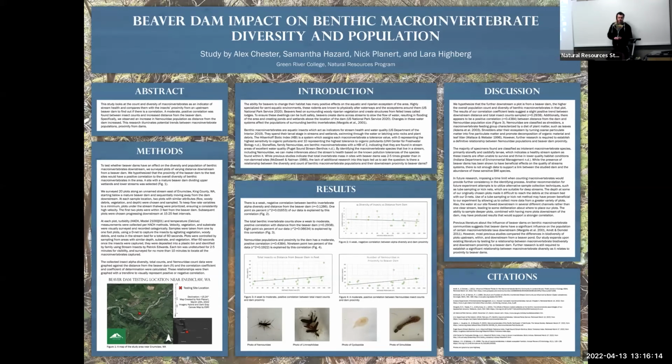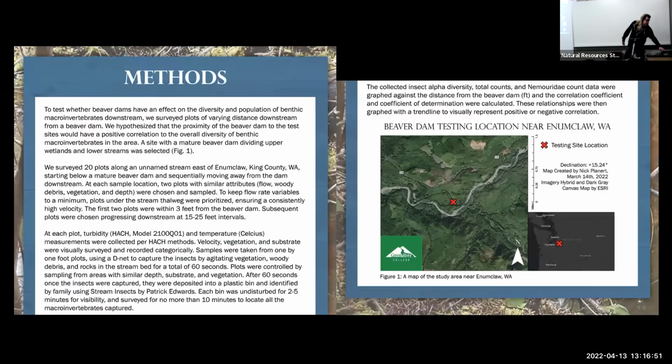And so at these 20 plots, we just took a D-net and we massaged the substrate in for a minute to collect insects, dumped them into a bin, and counted the number of insects in each family that we could find, recorded that data, and ran some correlation coefficient tests and graphs and whatnot. That's our testing location.